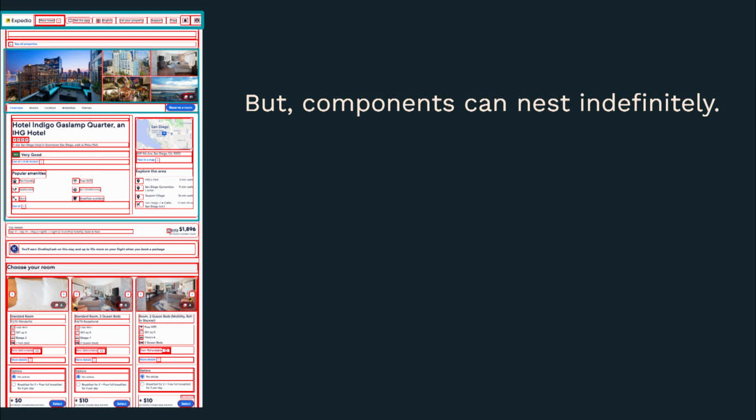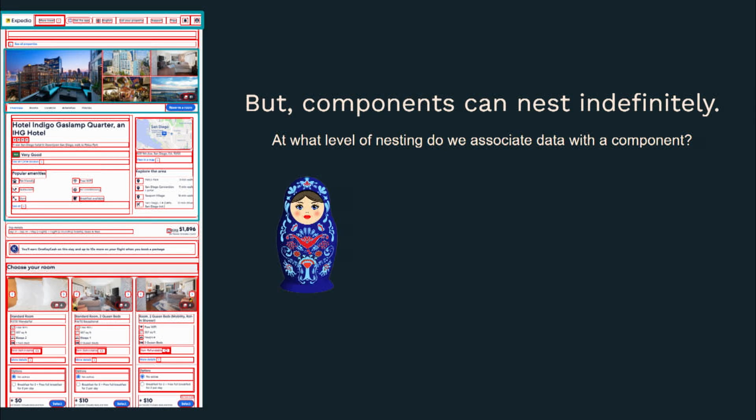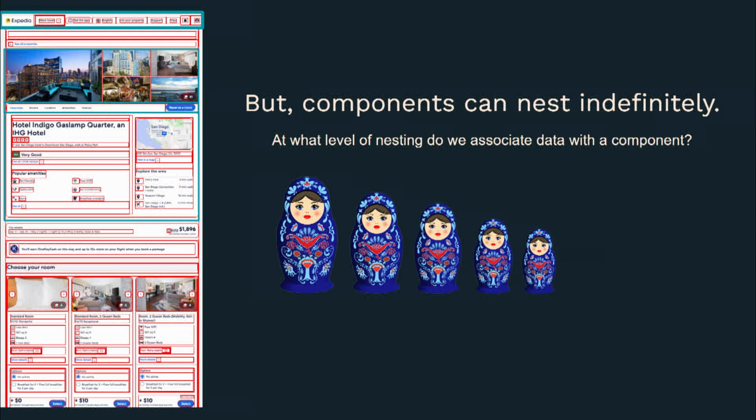Okay, so this brings us into some more interesting questions. One is, because components can nest indefinitely, at what level of nesting do we associate data with a component? Is it the whole screen? If you're like me, at some point you say, well, how far can you nest? What's optimal? What makes for a good architecture?